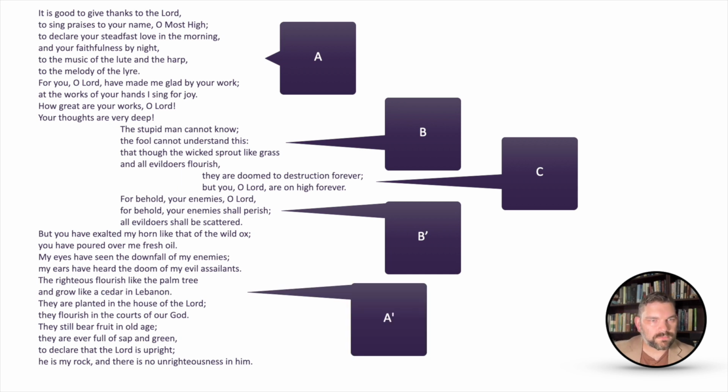But you have exalted my horn like that of the wild ox. You have poured over me fresh oil. My eyes have seen the downfall of my enemies. My ears have heard the doom of my assailants. The righteous flourish like the palm tree and grow like a cedar in Lebanon. They are planted in the house of the Lord. They flourish in the courts of our God. They still bear fruit in old age. They are ever full of sap and green, to declare that the Lord is upright. He is my rock, and there is no unrighteousness in him.